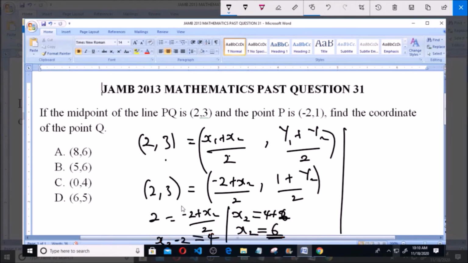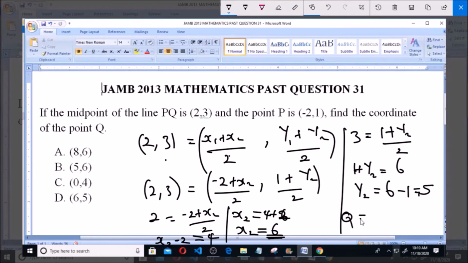Now let's look at the y coordinates. Since 3 is equal to (1 plus y2) all over 2, that is 1 plus y2 is equal to 6, 2 times 3. Now y2 is equal to 6 minus 1, which is 5. So the coordinate of Q is (6, 5), and that is option D.